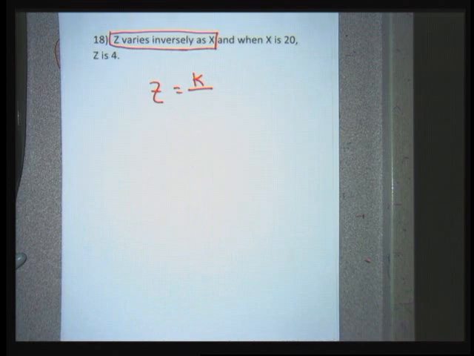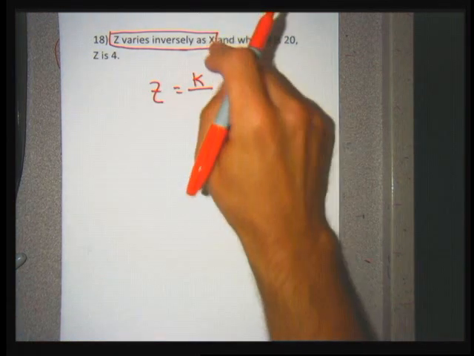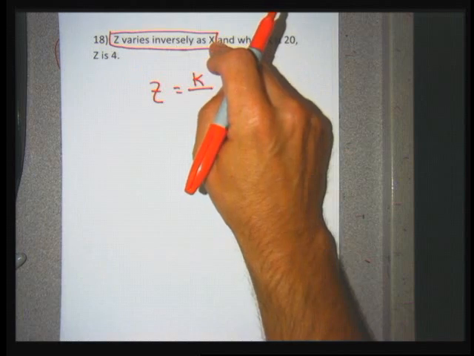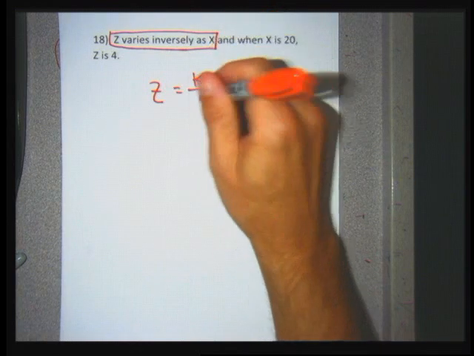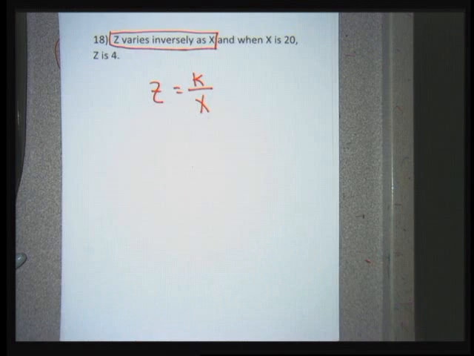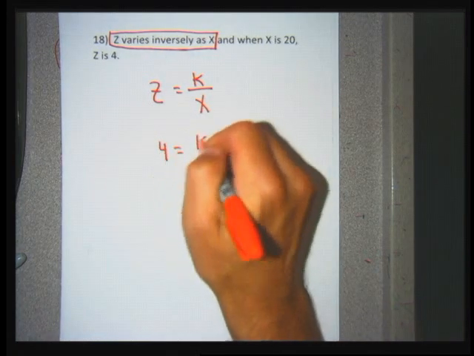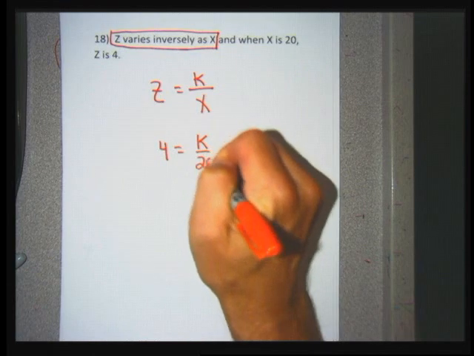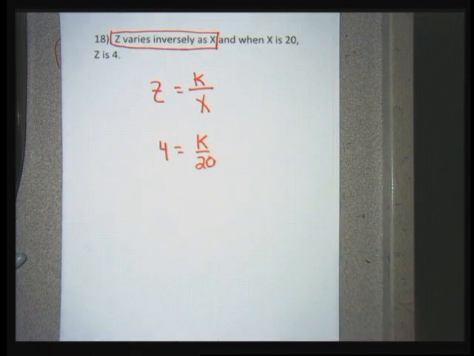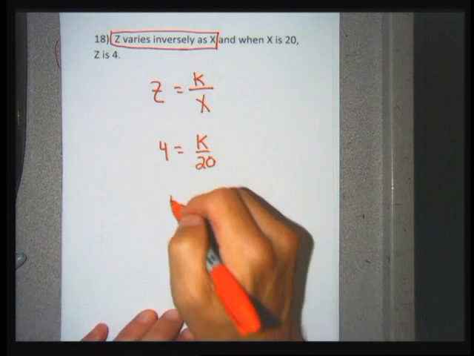Z came first in the problem, so I wrote it first. After the word z, I see the letter x. There isn't anything that tells me the x needs an exponent or a radical, so I'm just going to put the letter x. Plug the numbers into the problem: 4 for z, 20 for x. My answer is going to be a number for k. I like to solve inverse problems by cross-multiplying.